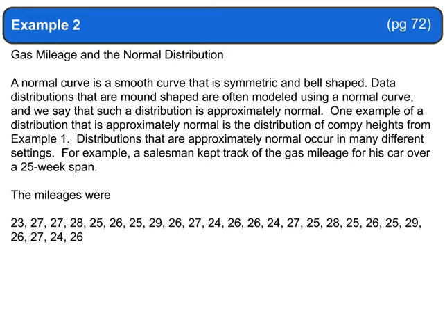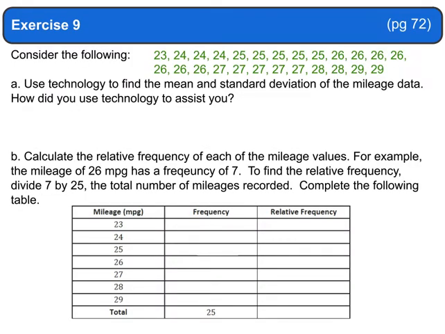I'm not going to read them to you. There are 25 different numbers here, and we're going to use that to extract some data. So what I've already done for you is I put them in order. It says consider the following. You can see the numbers range from as low as 23 and as high as 29. Obviously, some numbers repeat. That's what we're going to use the frequency chart that we see at the bottom here for in a minute.